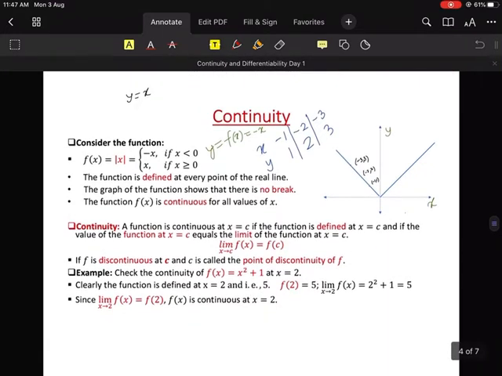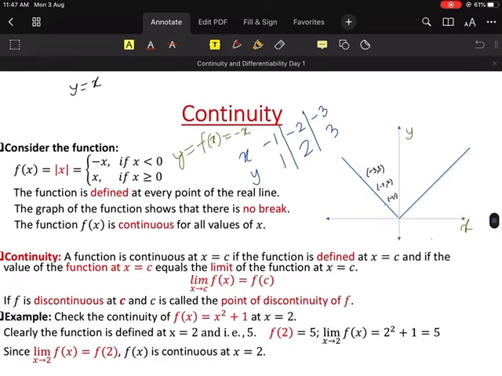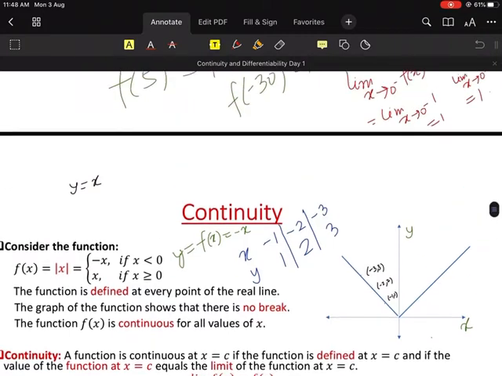Now let's start. I hope everybody remembers the graph we drew last class, for x less than 0 and x greater than or equal to 0. Looking at this diagram, is there any break in the graph? Look at it carefully. Yes or no? If there is, where is the break?